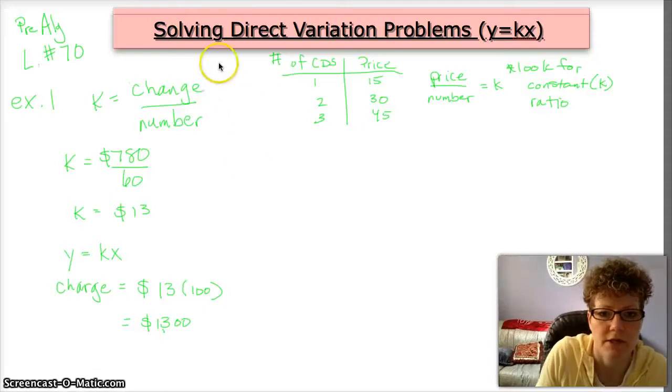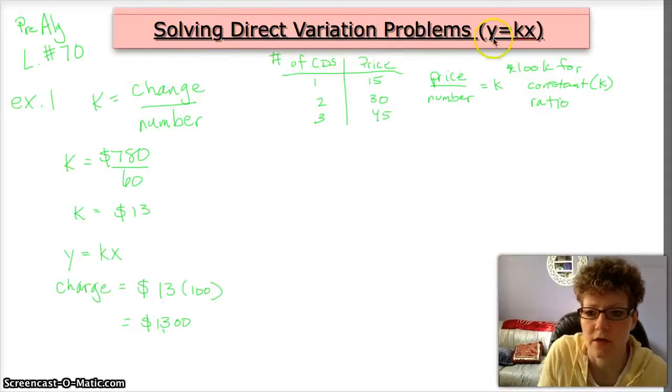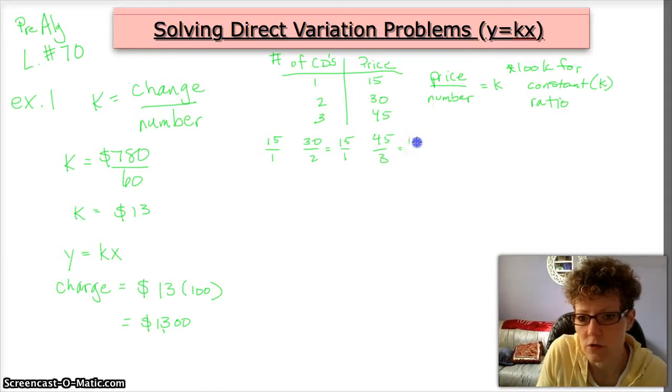Okay, pre-algebra lesson 70 is about solving direct variation problems, in the form of y equals kx. Remember that variables that vary directly are going to be proportional. Let's take a look at the number of CDs compared to the price of the CDs, with a table showing 1 to 15, 2 to 30, 3 to 45. What we're seeing here is a constant ratio every single time: 15 over 1, 30 over 2, which reduces to 15 over 1, 45 over 3, which reduces to 15 over 1.